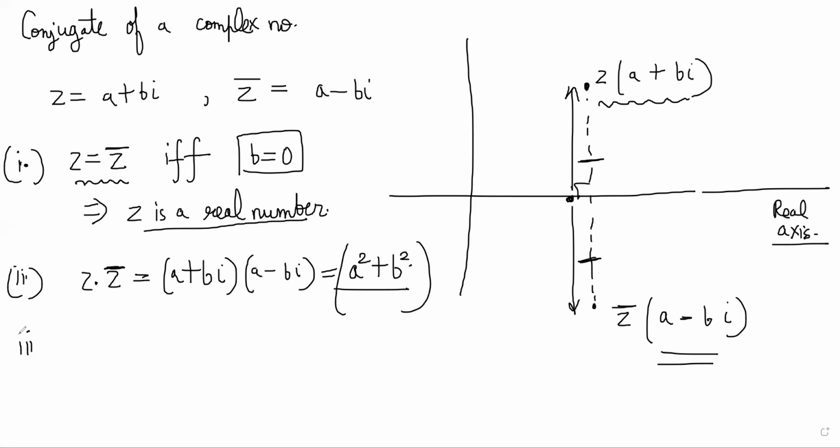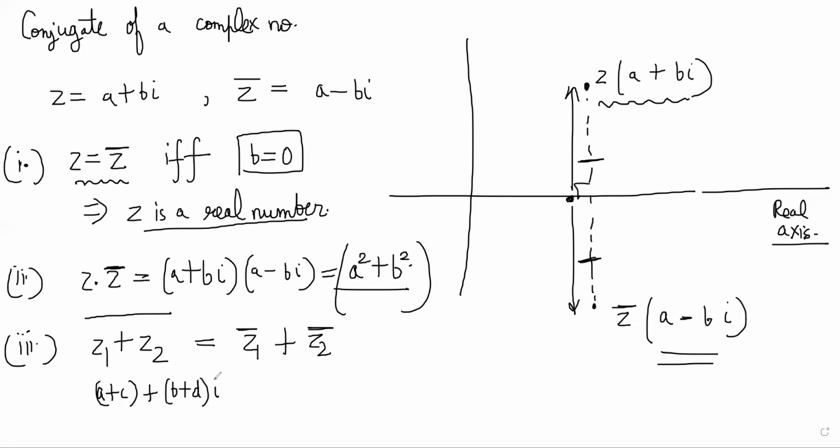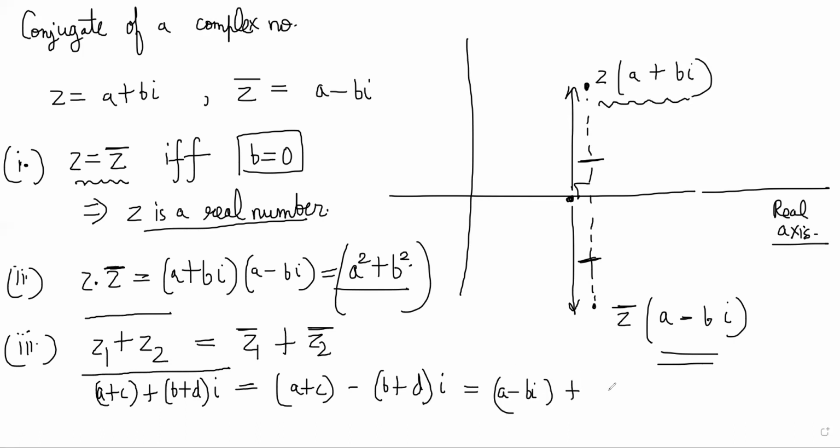Then we can say that if we have z1 plus z2 and we take the whole conjugate, it will be equal to z1 conjugate plus z2 conjugate. So let's take z1 as a plus bi, z2 as c plus di. So z1 plus z2 will be a plus c plus b plus d i. And if you take the whole thing's conjugate, you should get a plus c minus b plus d i. And if you split this apart, it will be a minus bi plus c minus di, which is the addition of the individual numbers' conjugates, right? So the property is that z1 plus z2 whole conjugate is equal to z1 conjugate plus z2 conjugate.